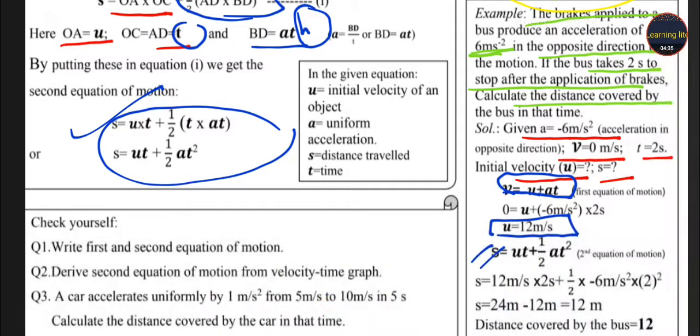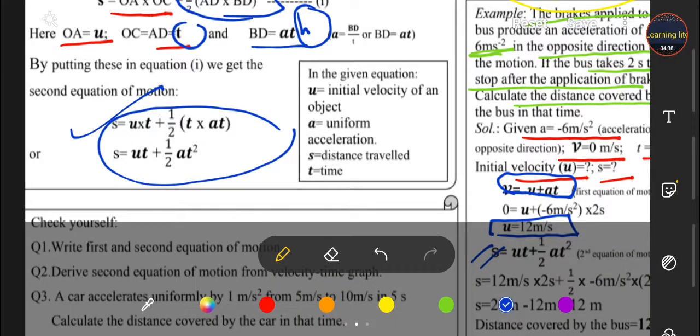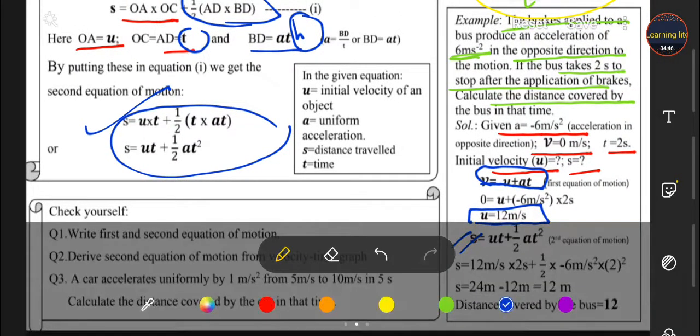Now we have to calculate the S. What is the formula of S here, student? ut plus half at square. We have U. We have the value of T and A. So we finally found the distance covered, that is 12 meters.